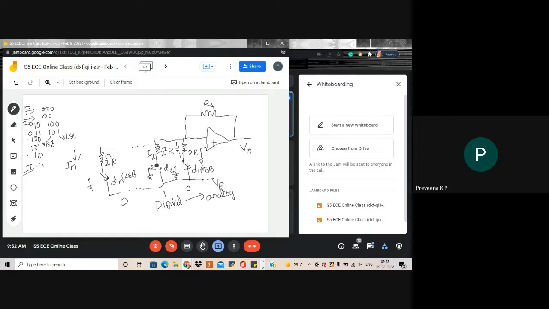Okay, sometimes based on the bit pattern, this resistor may be connecting to this ground, in other cases, it may be connecting to this reference voltage. Whenever it is connecting to reference voltage, the voltage appearing at each of the resistor points, this node, will be different because the resistances are different.